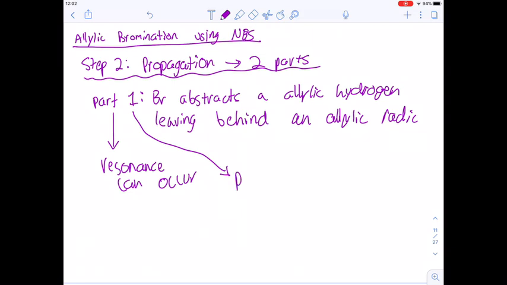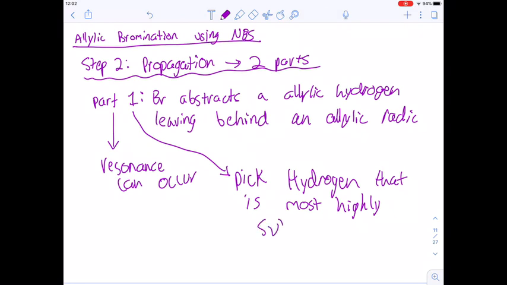And it's also important to note that you want to pick the hydrogen that will give you the more highly substituted radical, because that will give you the more stable product, which is going to form more often than the less stable product.